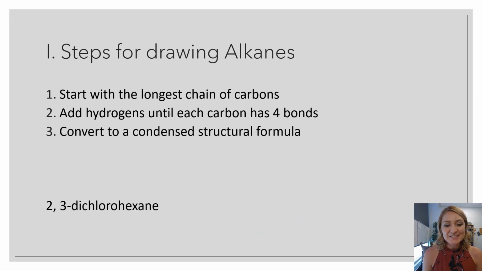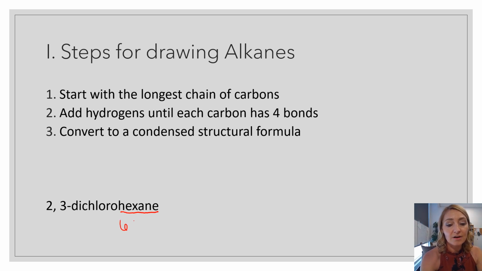All right, so let's use that same trick from last time where we're not drawing the complete structural formula, but we're kind of skipping to the condensed structure so we can get good at that. The structure that we are trying to draw is 2,3-dichlorohexane. So let's go to our longest chain first and we'll work our way back to the groups.